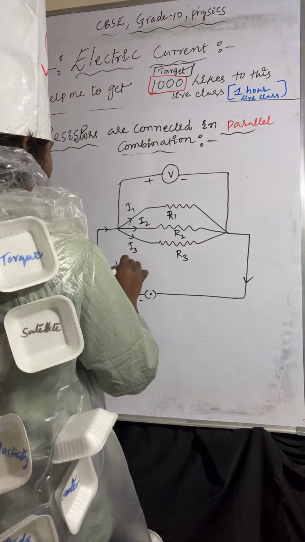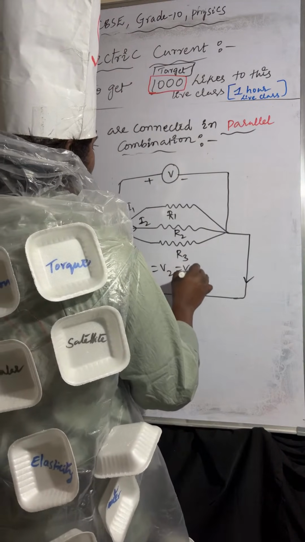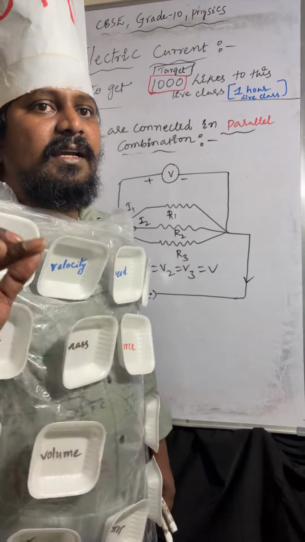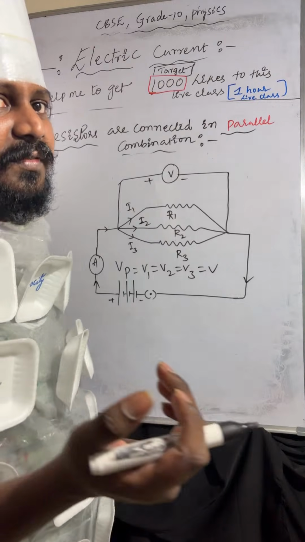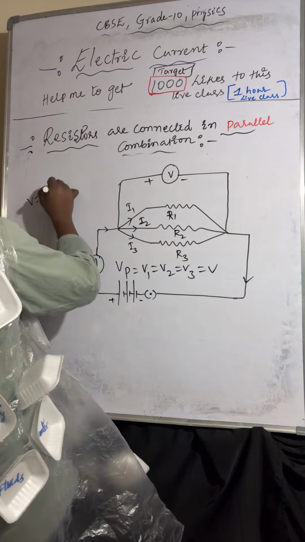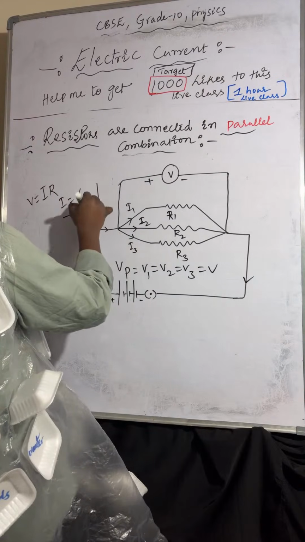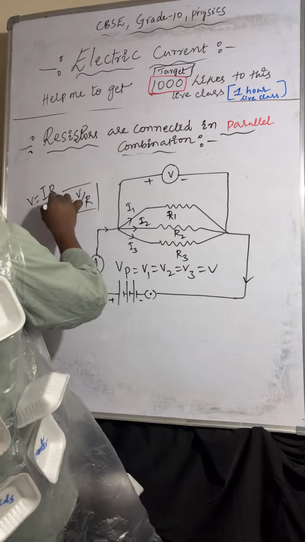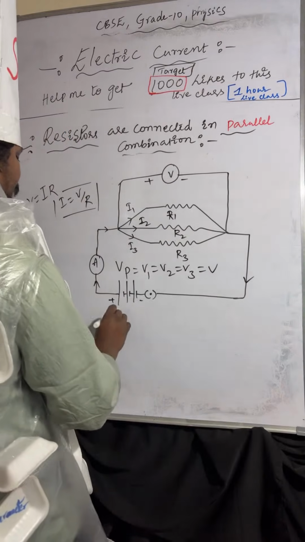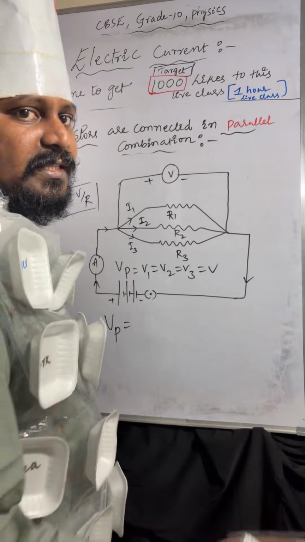That is Vp equal to V1 equal to V2 equal to V3 equal to V. Potential difference is the same, but current is different. Understood? We know V equal to IR, so I equal to V by R. Understood? I equal to V by R. Because potential difference is the same, Vp equal to V.